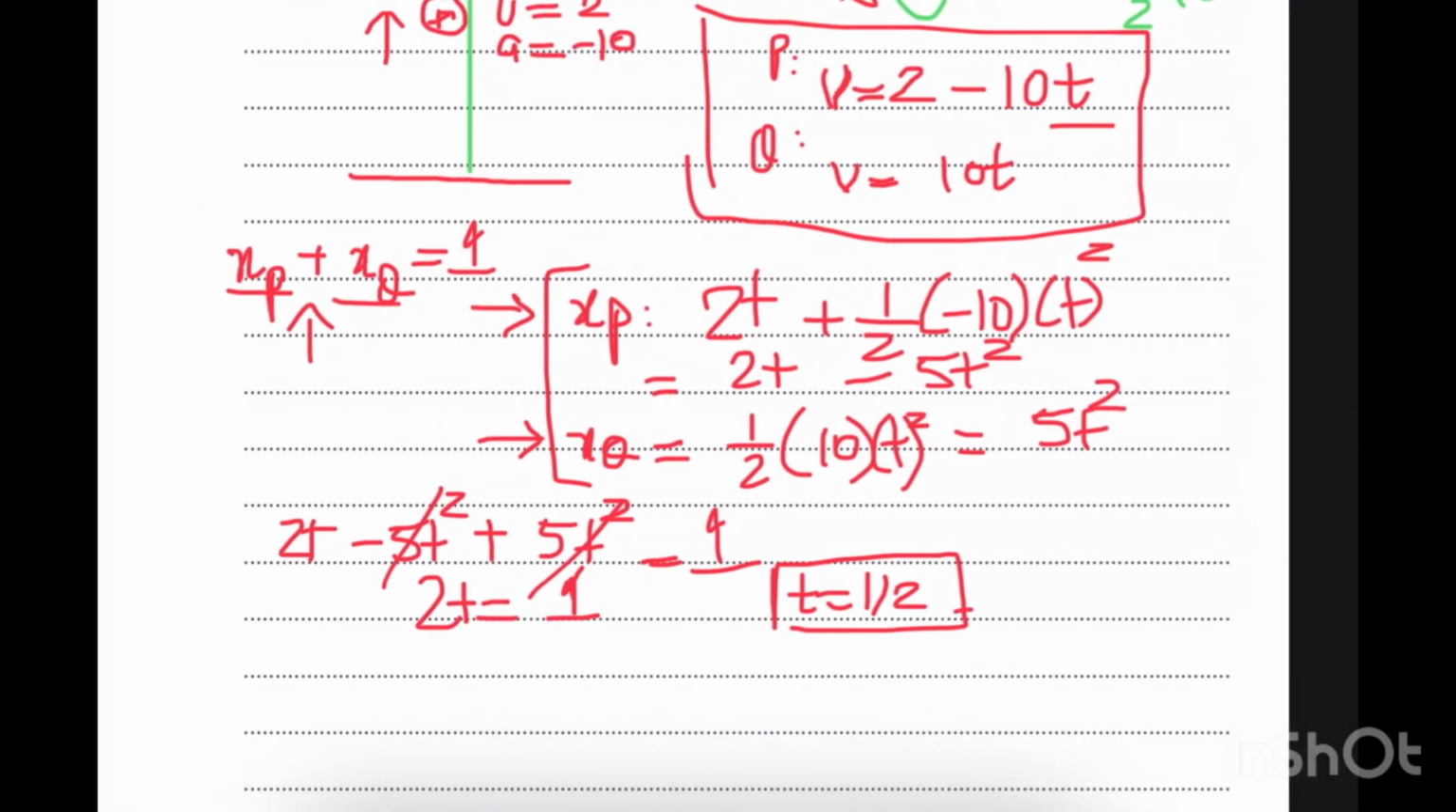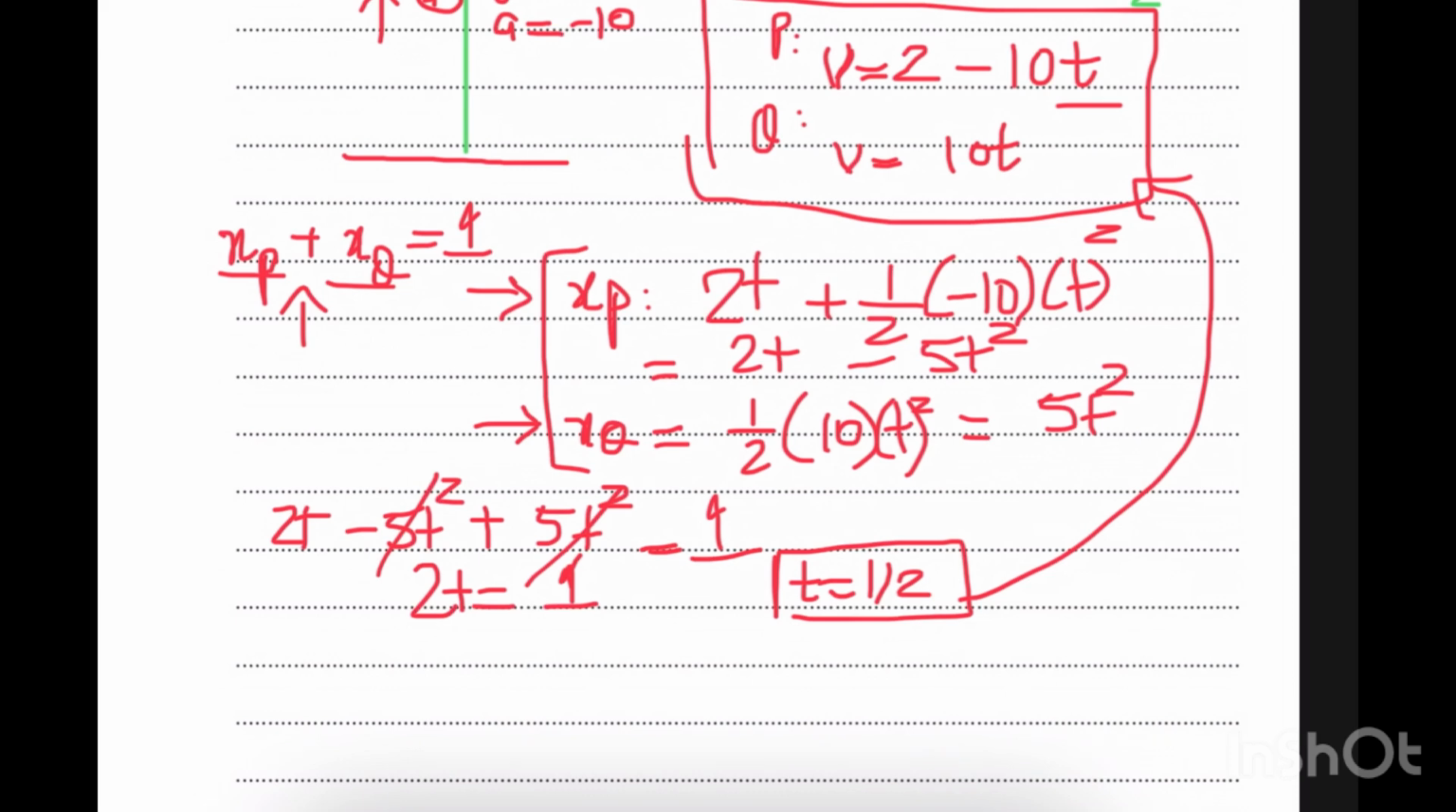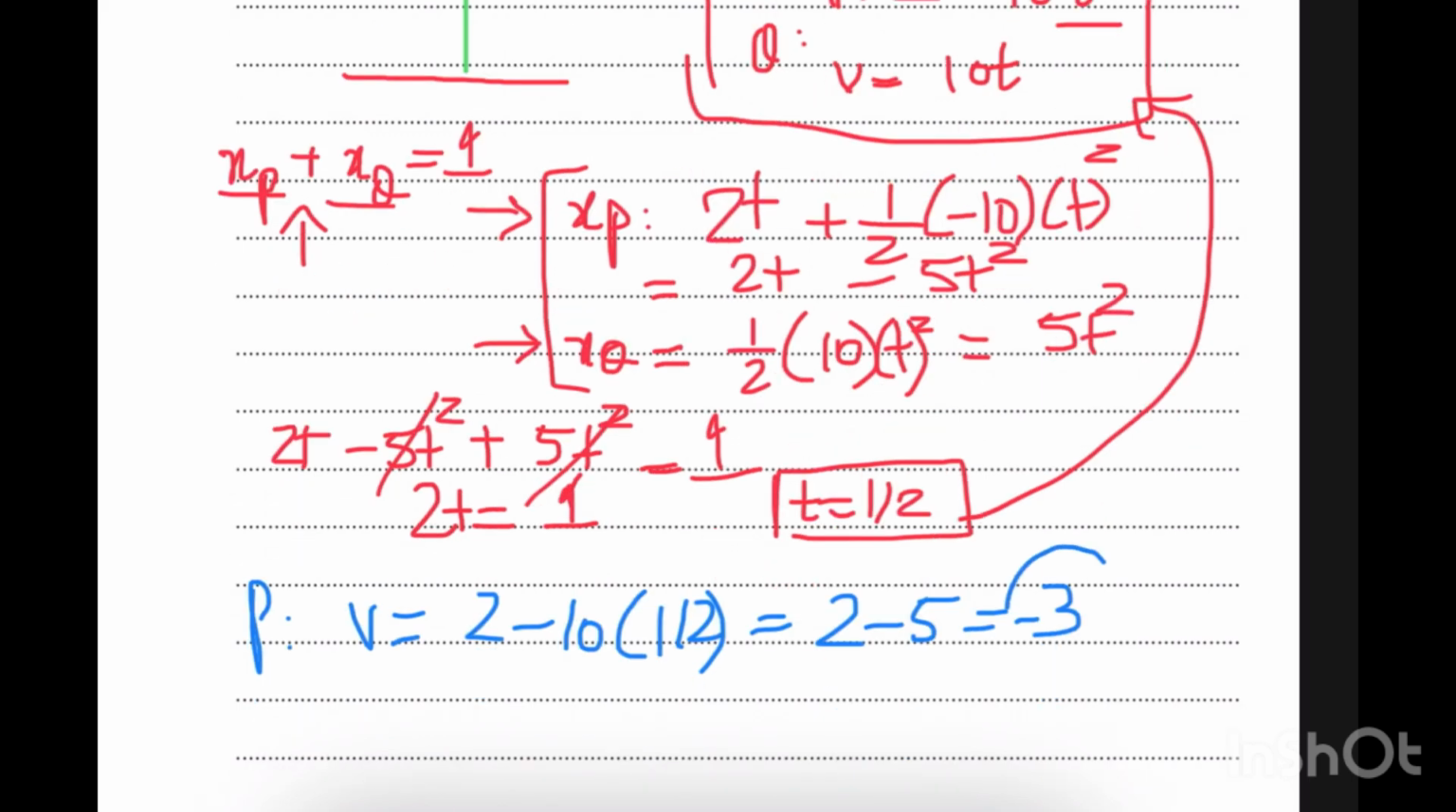Now we have to insert this back into this guideline that we established. So for p, the velocity is 2 minus 10 times 1 by 2. That is 2 minus 5, which is minus 3. This is the velocity. So there is a distinction between velocity and speed. Velocity is speed in a given direction.